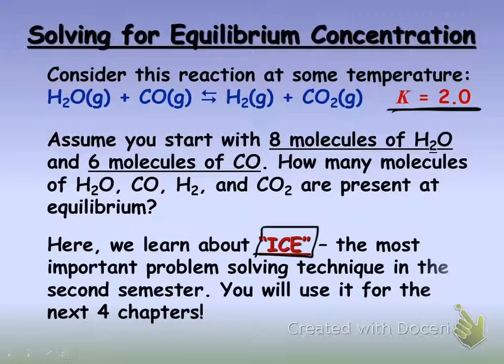It's called ICE for a reason, but let's just say, all right, let me take this down to simple terms. You got 8 molecules and 6 molecules. Okay, that's what you're starting with. You see? That's called initial concentration.